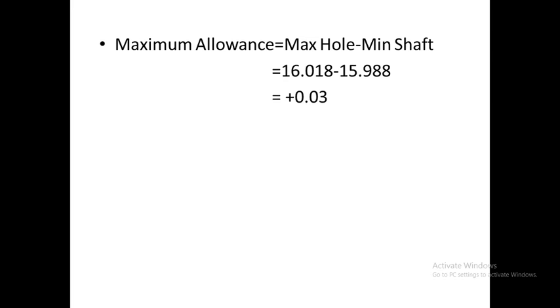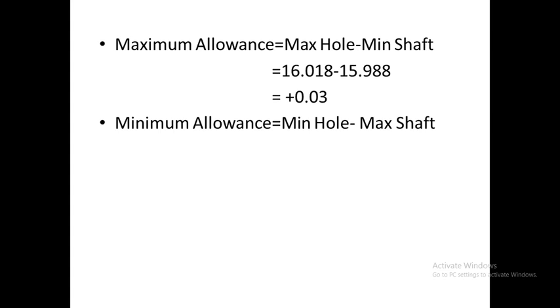Now we will calculate the minimum allowance. The formula for minimum allowance is equal to minimum hole size minus maximum shaft size. Now we will substitute the values calculated earlier. So 16 minus 16.023 will be equal to minus 0.023. So here you can see the minimum allowance value is equal to minus 0.023. Now from both the values you can see that the maximum allowance is positive whereas the minimum allowance is negative.